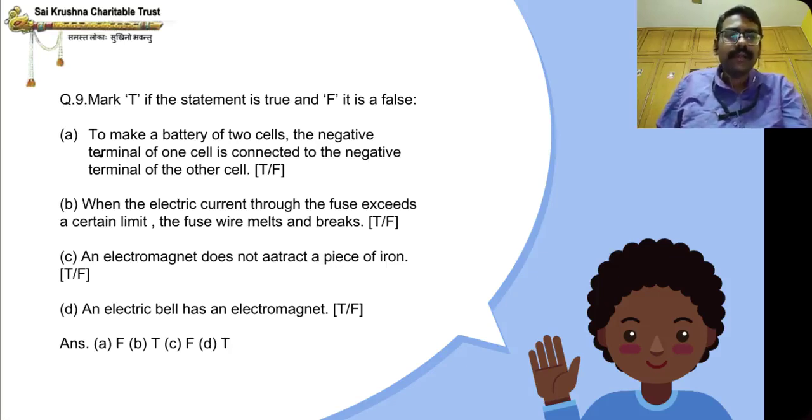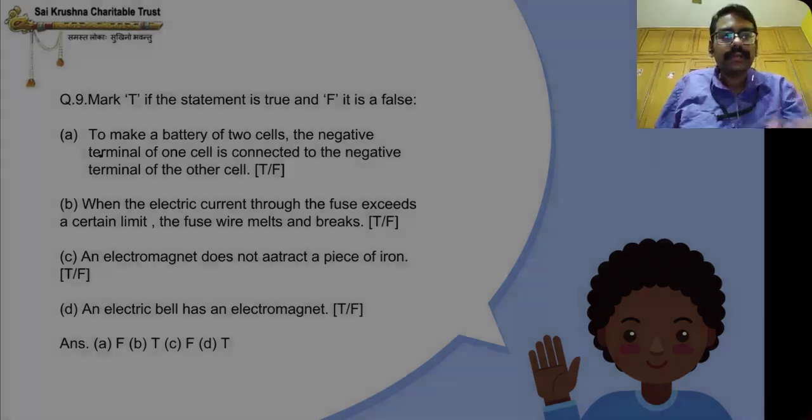It is the F answer. Question D. An electric bell has an electromagnet. True or false? Yes, it is true. The answer is T.